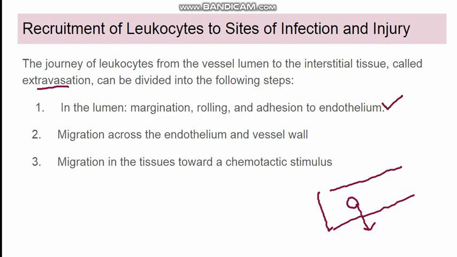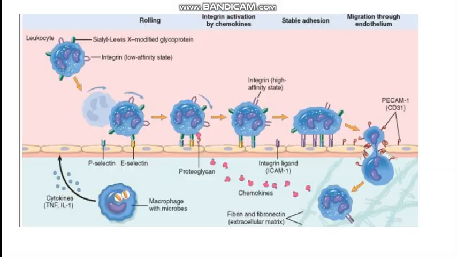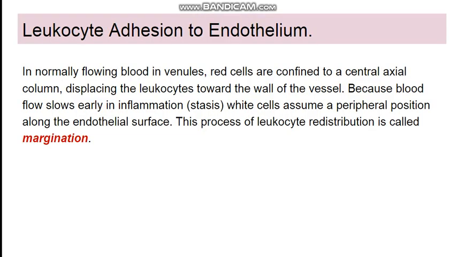Okay, then there will be migration across the endothelium, this part, and lastly it will move towards the microbial infection, towards the chemotactic stimulus. Now going to the first point, what will happen in the lumen? What will happen in the lumen is very complex, but we will discuss it slowly. There is something known as rolling which will take place, and margination. So let's move on to it.